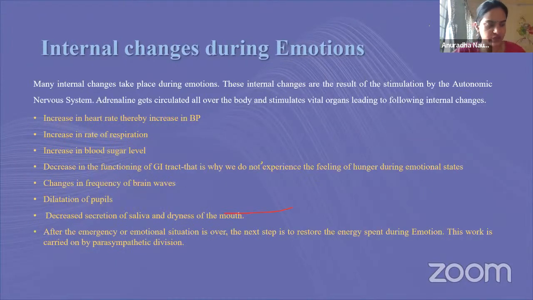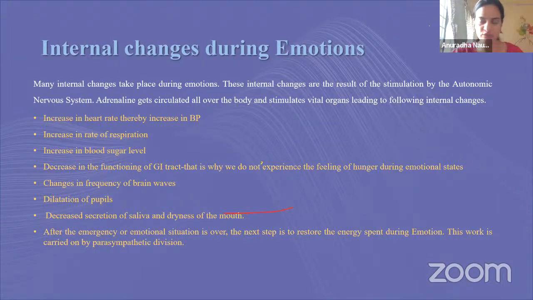Internal changes during emotion. Many internal changes take place during emotion. These internal changes are the result of stimulation by the autonomic nervous system. Adrenaline gets circulated all over the body and stimulates vital organs, leading to the following internal changes. So as I already told you, the autonomic nervous system is involved in how we are experiencing emotions, and that leads to many changes inside our bodies.